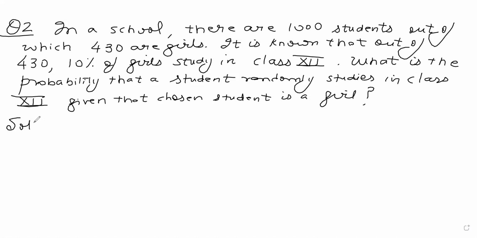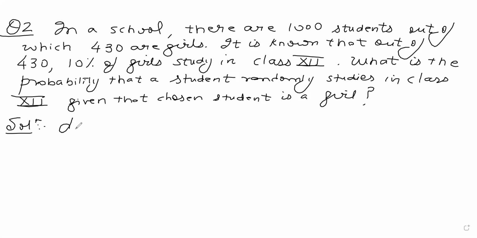Okay, so again, let's read this question and then let's solve it. In a school, we have 1000 students. That is my sample space. In totality, we have 1000 students, out of which 430 are girls. It is also known that out of these 430 total girls in the school, 10% study in class 12. We need to find the probability that a student randomly studies in class 12, given that the chosen student is a girl.